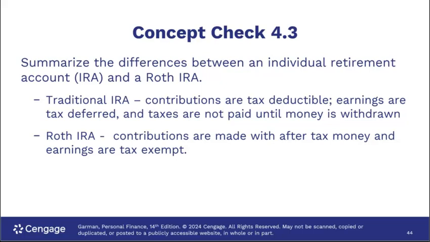All right. So, the difference between an individual retirement account, or IRA, would be a traditional and a Roth. The traditional IRA contributions are tax deductible, again, if you qualify. Earnings are tax deferred. Taxes aren't paid until the money is withdrawn. With a Roth, you make the contributions with after-tax money, and the earnings are tax exempt.